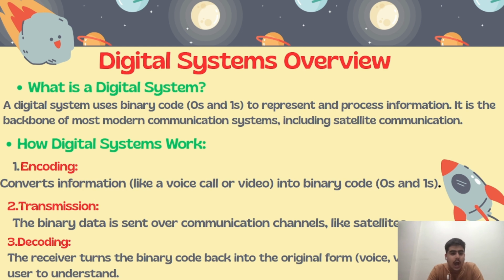So let us look at how a digital system works. The first one is encoding, that is converting information like a voice call or a video into binary code, that is 0 and 1, as I said earlier. The second one is transmission, that is the binary data is sent over communication channels like satellites. And the third one is decoding. Obviously, we cannot understand binary language, so we need to decode it into our own understandable language. The receiver turns the binary code back into the original form, that is the voice or video, for the user to understand. So this is how it works.